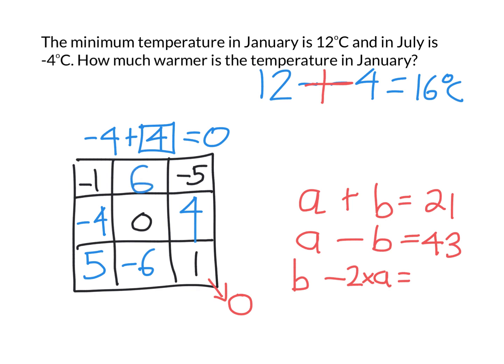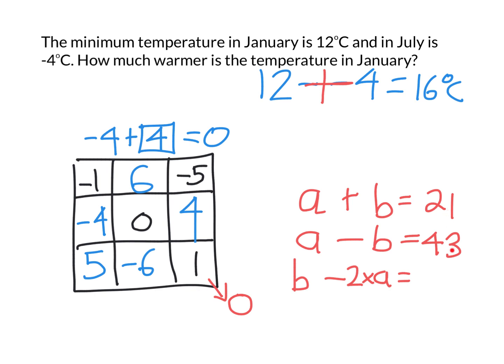All right, let's try this question here. A plus B equals 21. A minus B equals 43. Let's find what B minus 2 times A is. So we need first to find what A and B are. That is not an easy thing to do. You're finding two numbers whose sum is 21, but difference is 43. So since their difference is higher than their sum, clearly one of the numbers, in particular B, is going to have to be negative. So once you see that, you can probably come up with the answer.